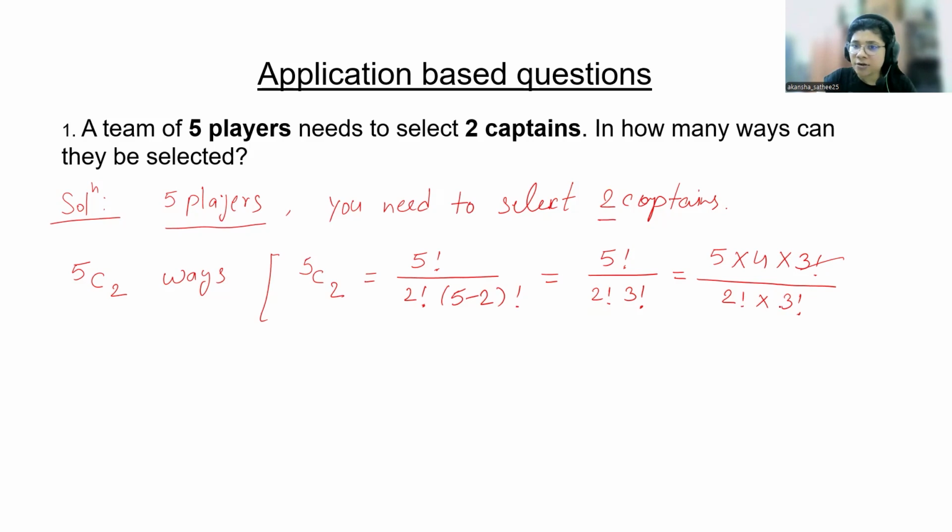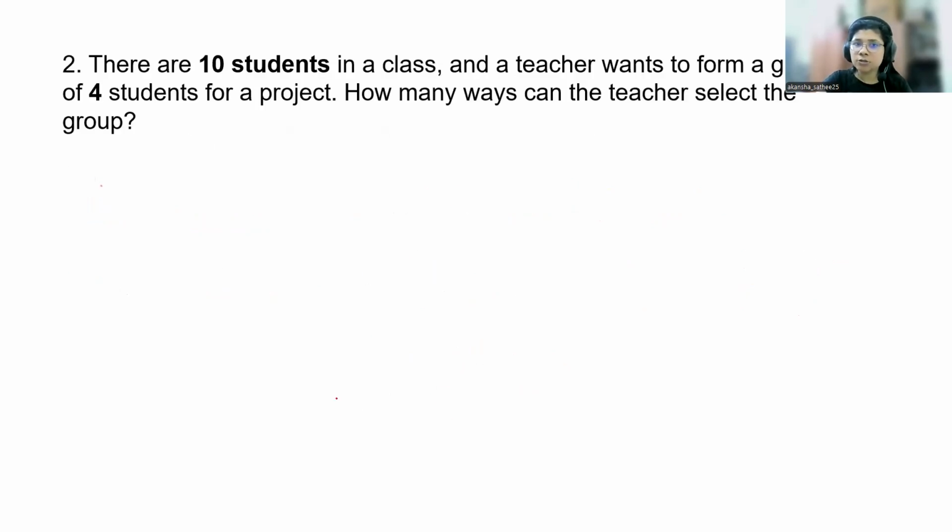So this 3 factorial will get cancelled with this 3 factorial and you will be left with 5 into 4 upon 2. And this 2 and this 4 will give you 10. So in how many ways you can select 2 captains from a team of 5 players? In 10 ways. That is the answer. So that is how you have to solve these problems. These problems are pretty simple. So let's see the next one.